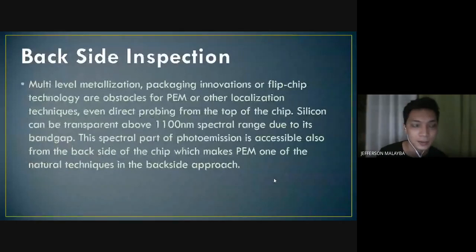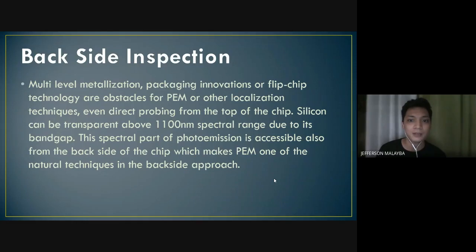And the next one is the backside inspection. So multi-level metallization, packaging innovation, or flip chip technology are obstacles for PEM and other localization techniques. And even direct probing from the top of the chip, silicon can be transparent above 1,100 nanometers spectral range due to its band gap. This spectral part of photoemission is accessible also from the backside of the chip, which makes PEM one of the natural techniques in the backside approach.